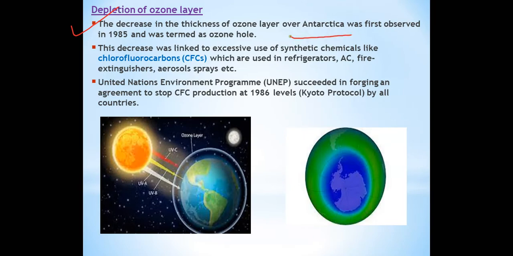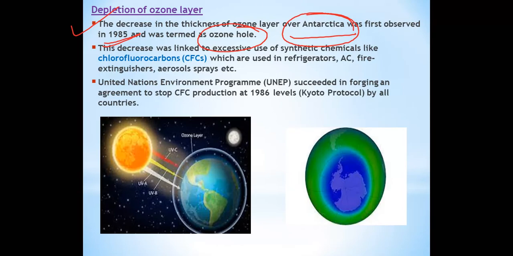In this country, Antarctica, what was there in that area? For the first time in the year 1985 it was observed that the ozone layer is getting depleted. Means it is getting thin. Day by day it is getting thin, and the scientists over there, they have termed it as ozone hole.